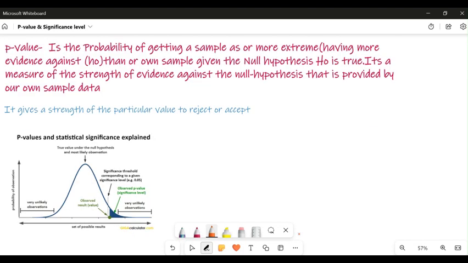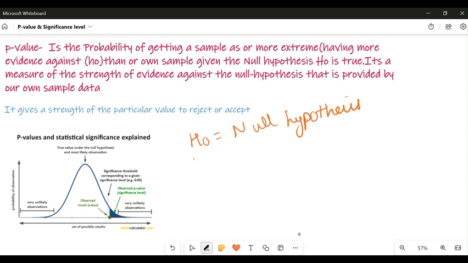Now let's start with the p-value. What is this p-value? It is the probability of getting a sample as or more extreme, having more evidence against H naught, given that the null hypothesis H naught is true. H naught is nothing but the null hypothesis, and H1 is nothing but the alternate hypothesis. Whenever they denote H naught and H1, you need to understand what they are saying. It's a measure of the strength of evidence against the null hypothesis that is provided by our own sample data.